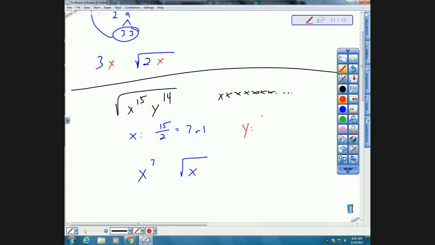All right, so my y's, if I'm looking for pairs, how many pairs are there in 14? 7, and there is no remainder. So all 7 of them break out, and there's nobody left in jail. No y's left in jail.